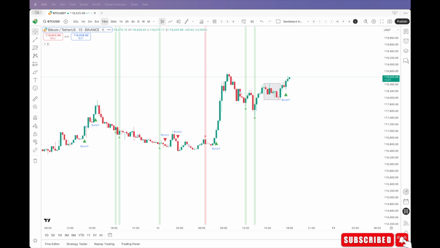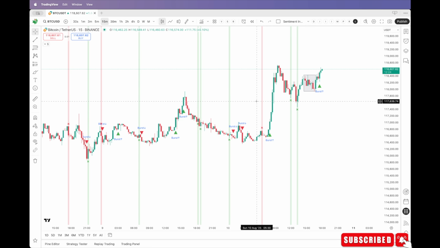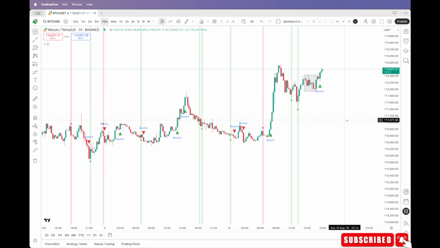So the PCCE engine detects compression zones using shrinking candle bodies, wick-to-body analysis, and range contraction. When price bursts out with strength and volume, you'll see a burst upside signal or a burst downside signal. But here is the edge. The built-in false breakout detector instantly flags failed moves with cross marks, so you know when to exit early or avoid the trade altogether. So right now on this BTC chart, let me explain this PCCE and false breakout detector.